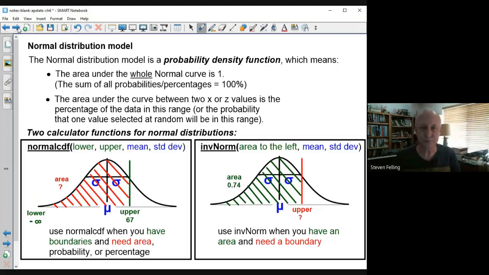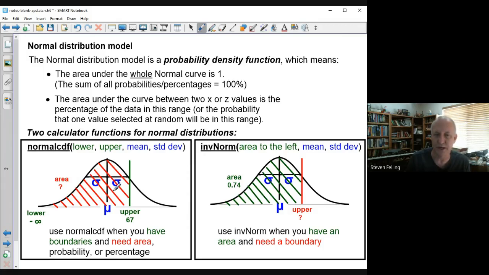Okay, so next thing we'll talk about is the fact that the normal distribution model is really a probability density function. That means that if you were to sum all the area under this curve, it's like adding up the total counts, and therefore it has to add up to 100% of the data, or a probability of 100%, okay? And that means that if we ever want to know what percentage of the data is in a certain region, we can just figure out what percentage of the area under this normal shape is in that region.